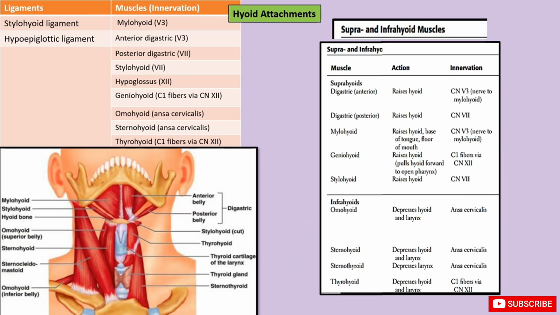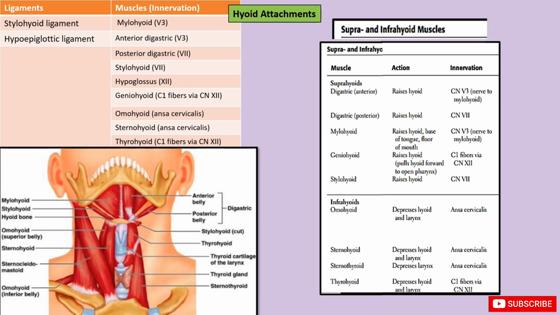Now we can see the different hyoid attachments. What are the different muscles that are attached to the hyoid bone? All the names, and you should also remember the innervation of them. That's also important. And these are the muscles, the suprahyoid and the infrahyoid group of muscles.